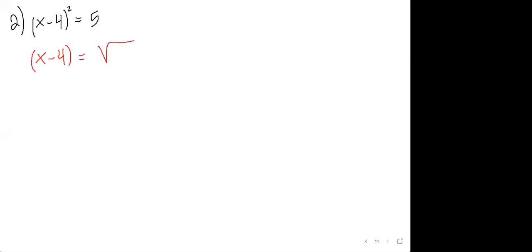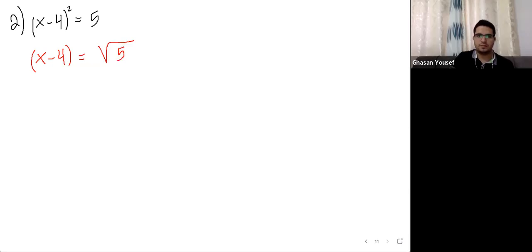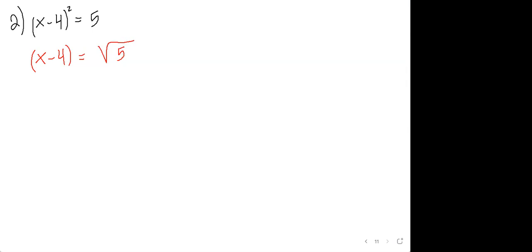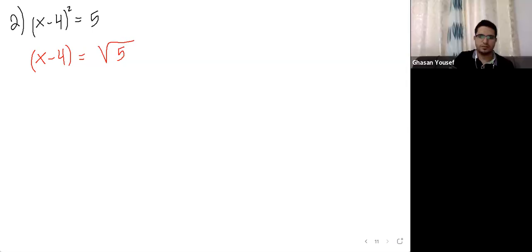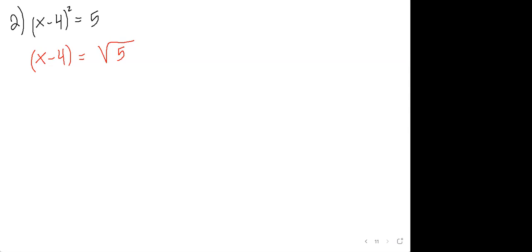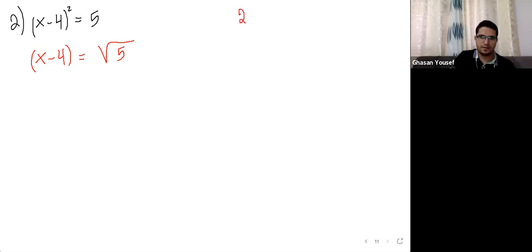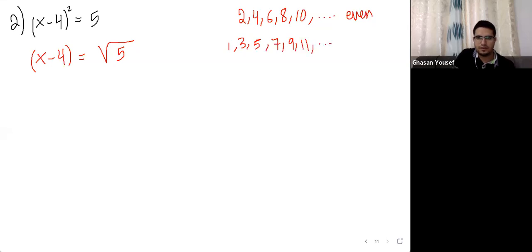So I just take the square root of both sides, but is this even or odd? Number 2 is even. Even is 2, 4, 6, 8, 10. All these numbers are even. And the odd numbers are 1, 3, 5, 7, 9, 11, and so on.